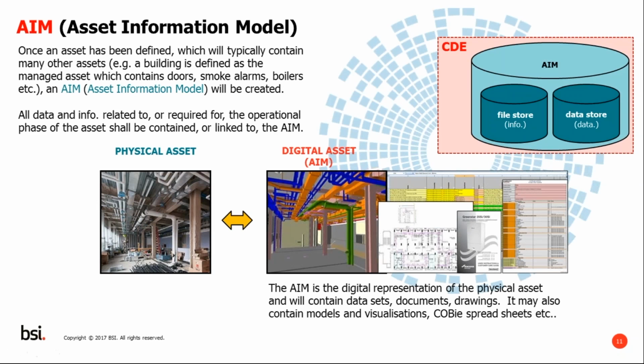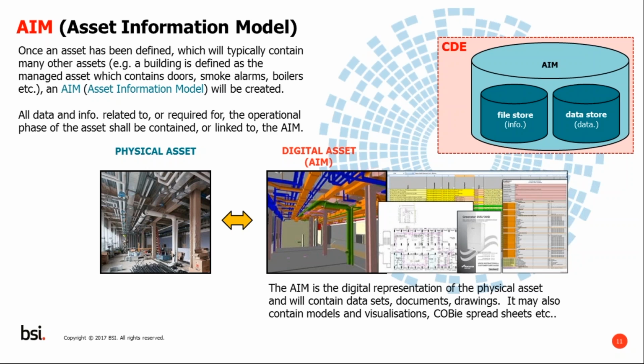So let's talk a little bit more about the asset information model, because that will be one of the key things we look at with respect to certification, which I'll come to later. Essentially, all the data and information related to or required for the operational phase of an asset shall be contained or linked to the asset information model, or AIM. So effectively, it's a store of both data and information, and that will be a collection of models, drawings. It could be product data templates, and the idea is that within the asset information model itself, you have all the information you need in order to maintain the assets.